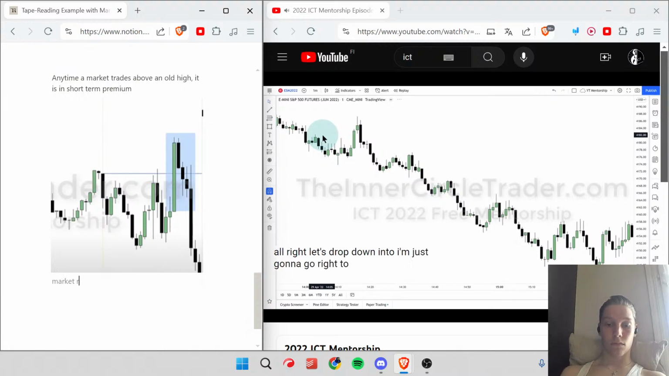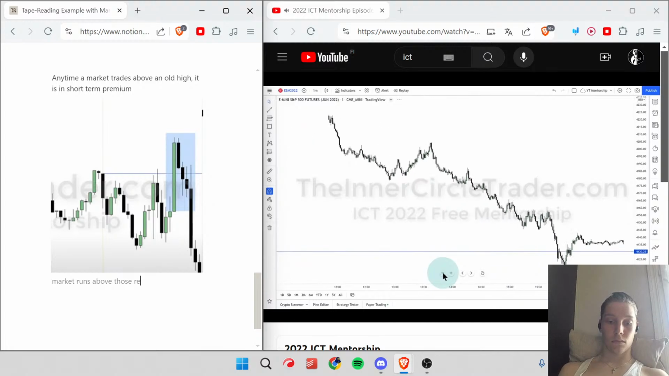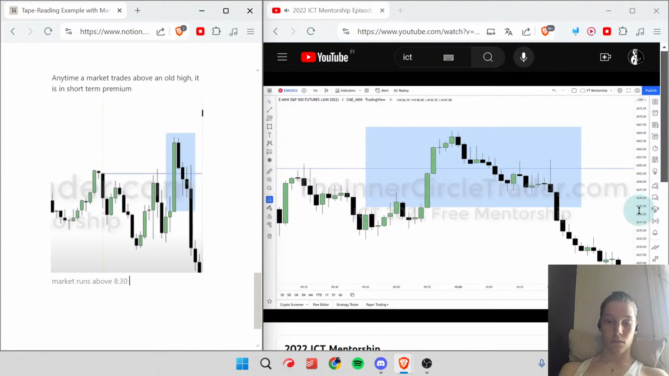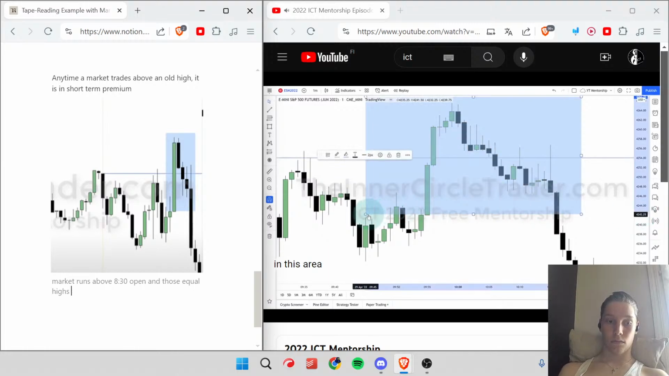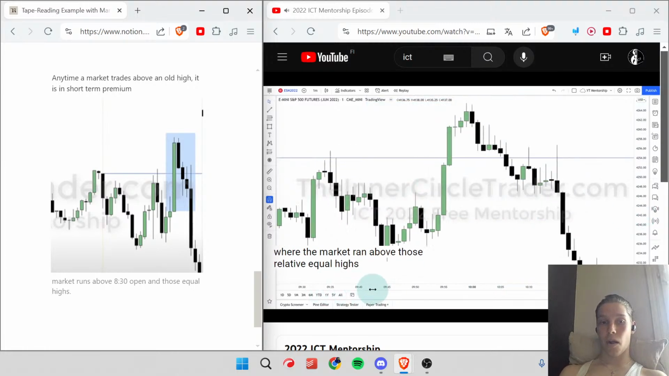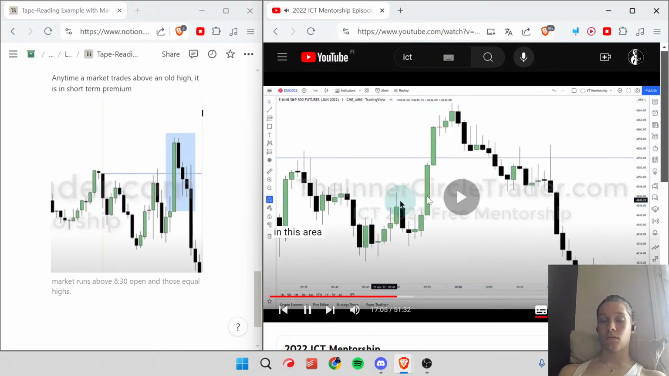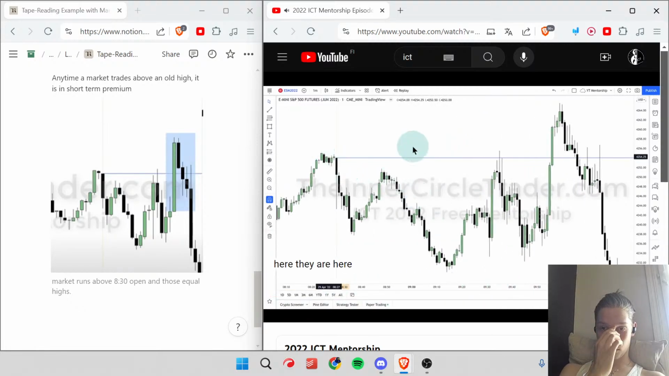Just drop down into, I'm just going to go right to the 1 minute chart just to save time. All right. So we have in this area where the market ran above those relative equal highs. Here they are here. The market runs up, then it breaks down right here.